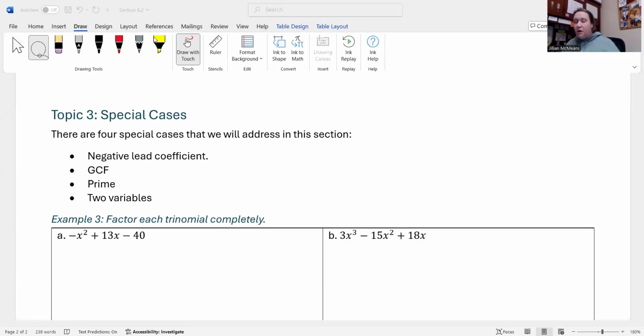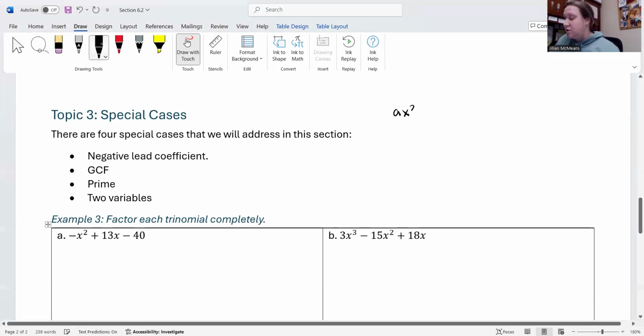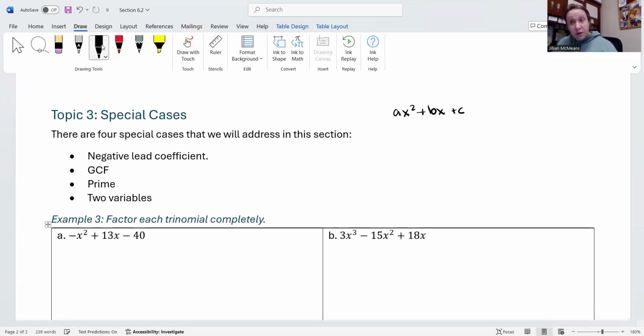So we've talked about factoring quadratic trinomials. Remember, a quadratic trinomial is a trinomial of the form ax squared plus bx plus c. But we've specifically learned how to factor these where a is exactly 1. So far that's all we know how to do. So we now need to look at these 4 special cases that could come up.